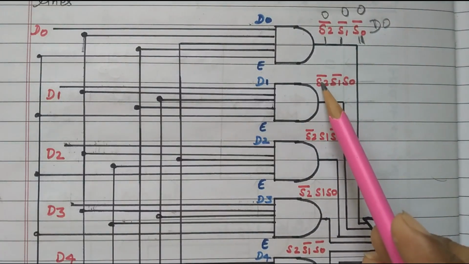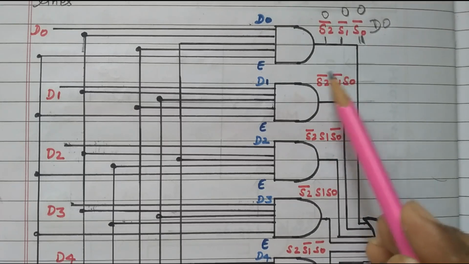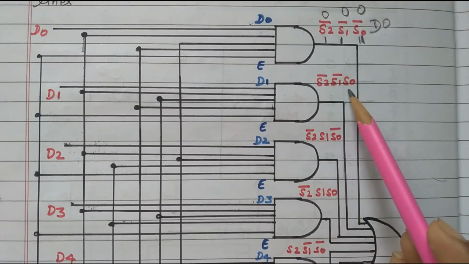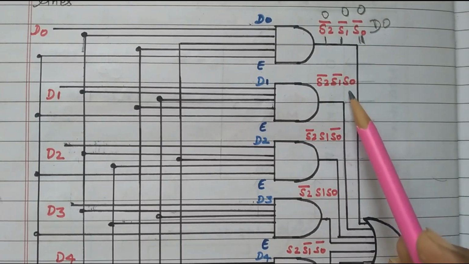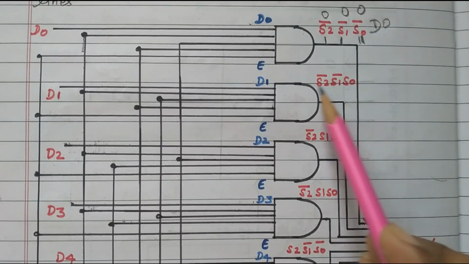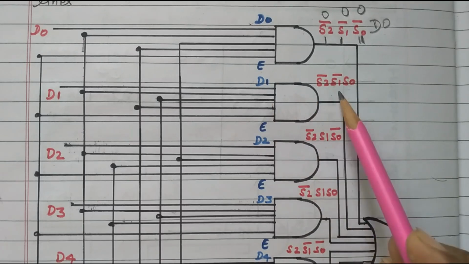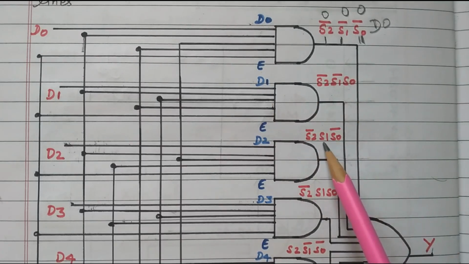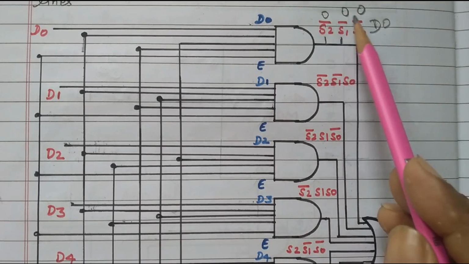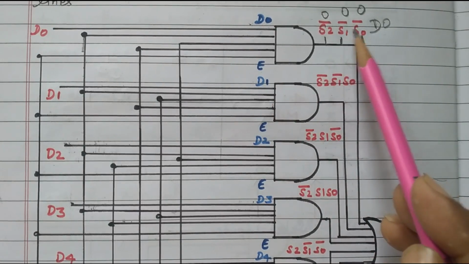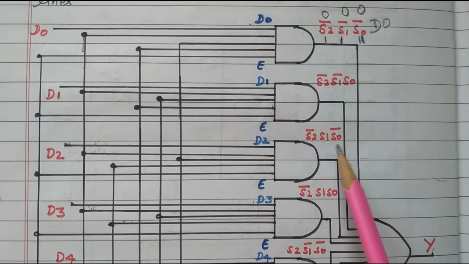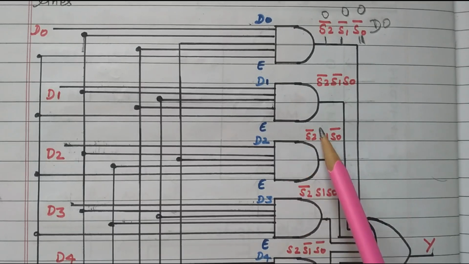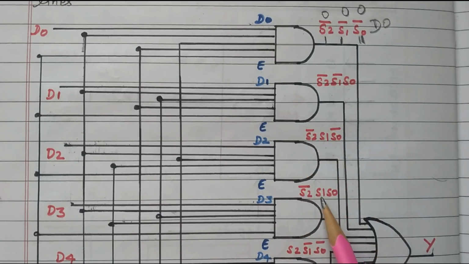See this 0 0 0, right? These two zeros become 1 because of the complement, but this S0 is 0 only. So one input is 0, so in total the output will be 0. Similarly, this S1 is 0. So I am explaining about this, right? When S0 is 0, S1 is 0, S2 is 0, what will happen? Here S1 is 0, so the output of this AND gate is 0. Similarly, here S1 is also 0, S2 is also 0, so the output of this AND gate is 0, right?